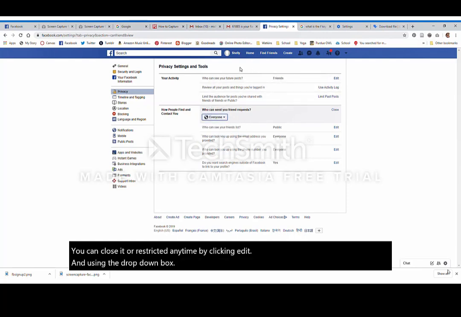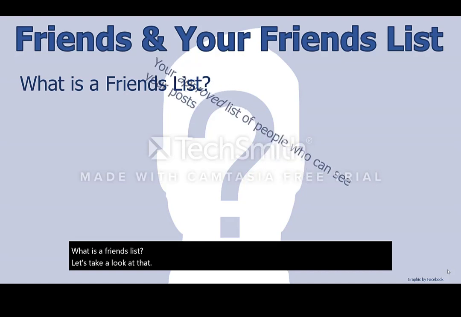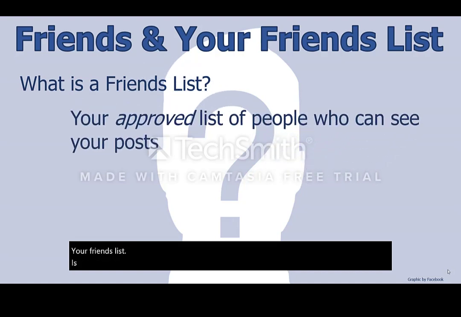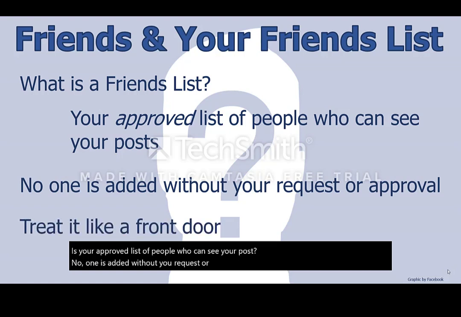But what is a friends list? Let's take a look at that. Your friends list is your approved list of people who can see your post. No one is added without your request or approval, and you treat it like a front door. Never let in someone that you don't trust.